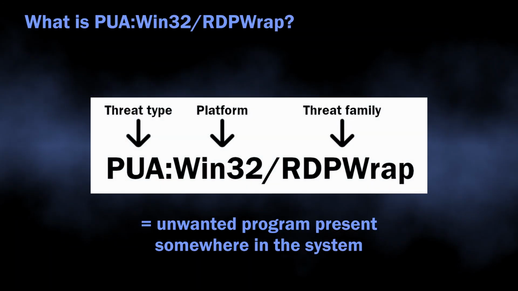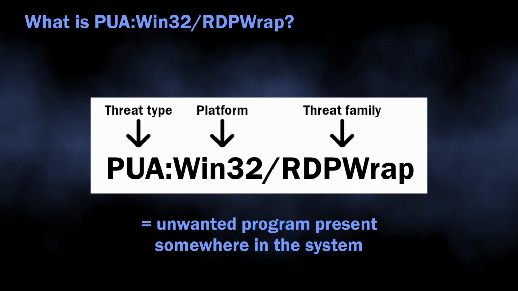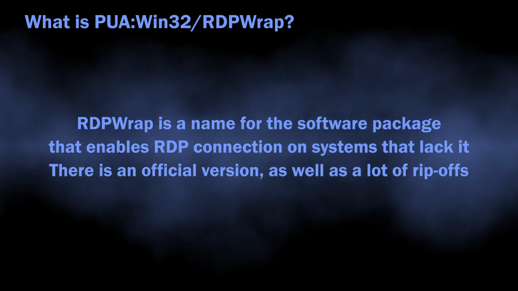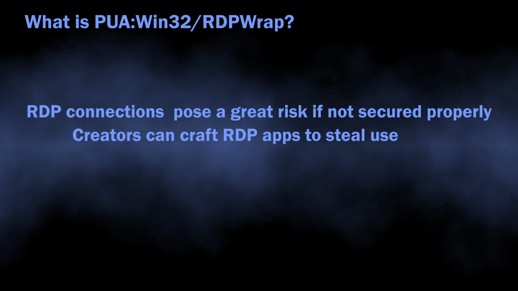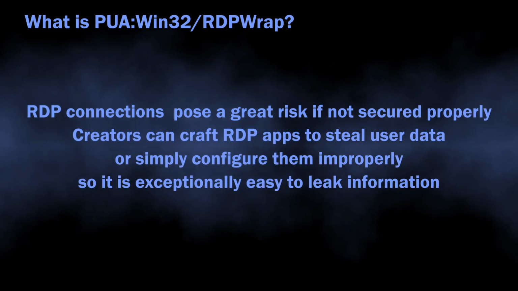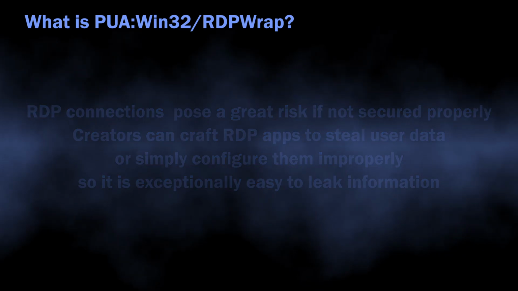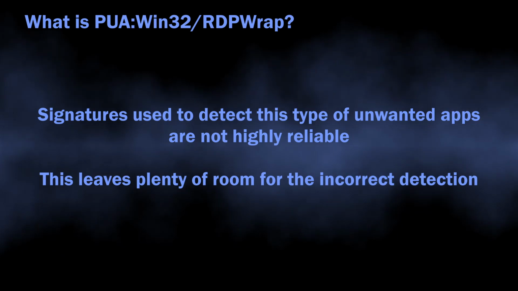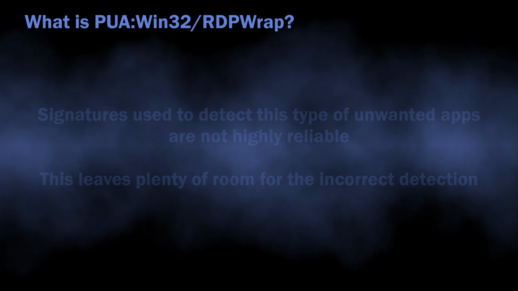remove it. In normal circumstances, PUA:Win32/RDPWrap detection flags a program that enables Remote Desktop Protocol communications for systems that do not support it by default. While it is possible for such apps to have promoted functionality, there is also a chance of it leaking a lot of user data or simply being improperly secured, which in either case can seriously compromise privacy and user information. The signatures that are used to detect this malware are not very reliable, which leaves plenty of room for incorrect detections, but we will get back to it later.